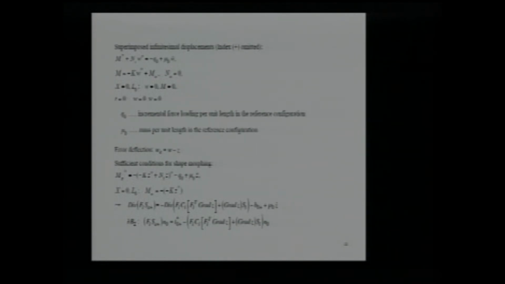And then, of course, we have to formulate the superimposed infinitesimal displacement initial boundary value problem. And we have to formulate, in analogy to above, the sufficient conditions for this shape morphing. You have here the acceleration of Z, the initial normal force, some additional force. I suppress here the plus index, it is omitted. This is in analogy to the second Piola-Kirchhoff formulation for morphing.